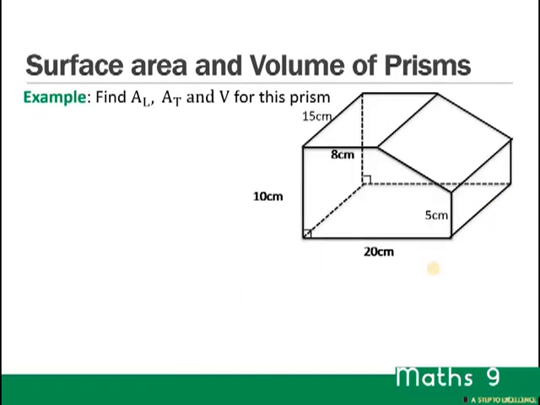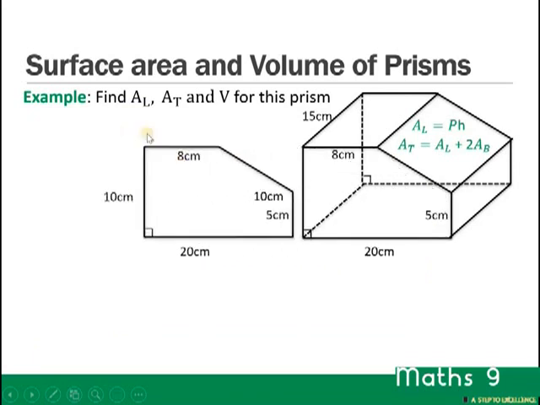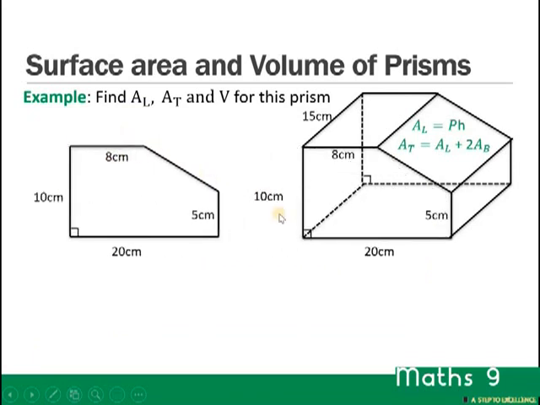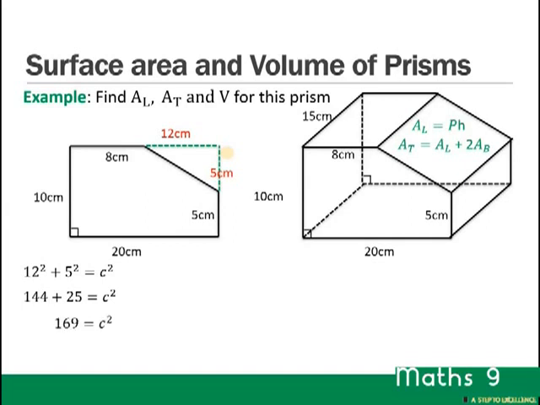Example, find AL, AT and V for this prism. To find AL and AT, we need the perimeter of the base. So we need to work out the length of this side here. Let's extend it to create a triangle, and then we can use the fact that this is 12 because it's 20 minus 8, and this is 5 because it's 10 minus 5, and we can use Pythagoras. So 12 squared plus 5 squared equals c squared, 144 plus 25 equals c squared, 169 equals c squared, so 13 equals c. So this length here is 13.